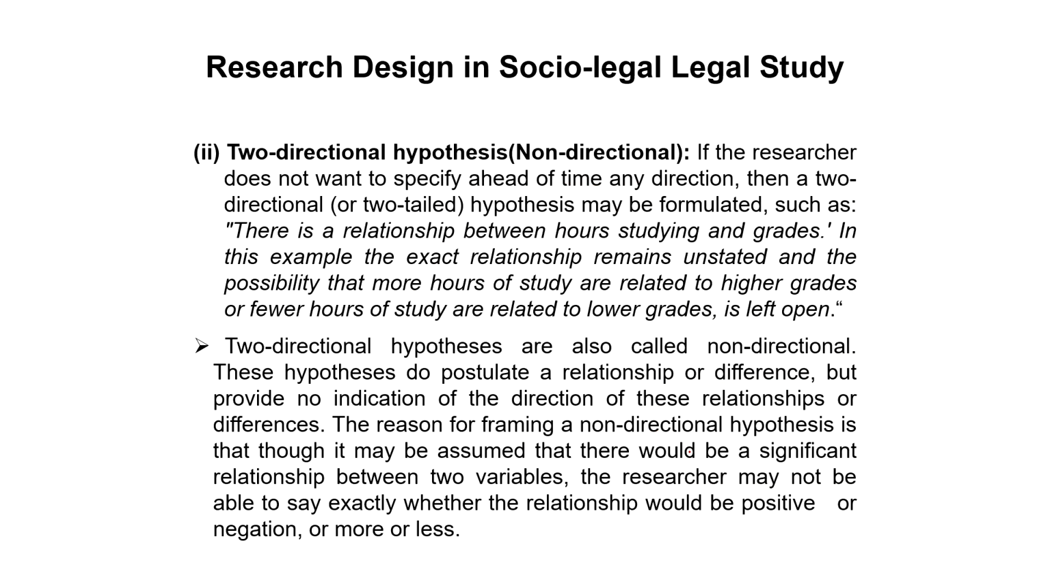Now, see, the second type of hypothesis, the two directional hypothesis, and sometimes we also call it the two-tailed hypothesis. We also call them non-directional hypothesis. Now, let us see. If the researcher does not want to specify ahead of time any direction, then a two directional or two-tailed hypothesis may be formulated. And we will understand this also with the help of an example.